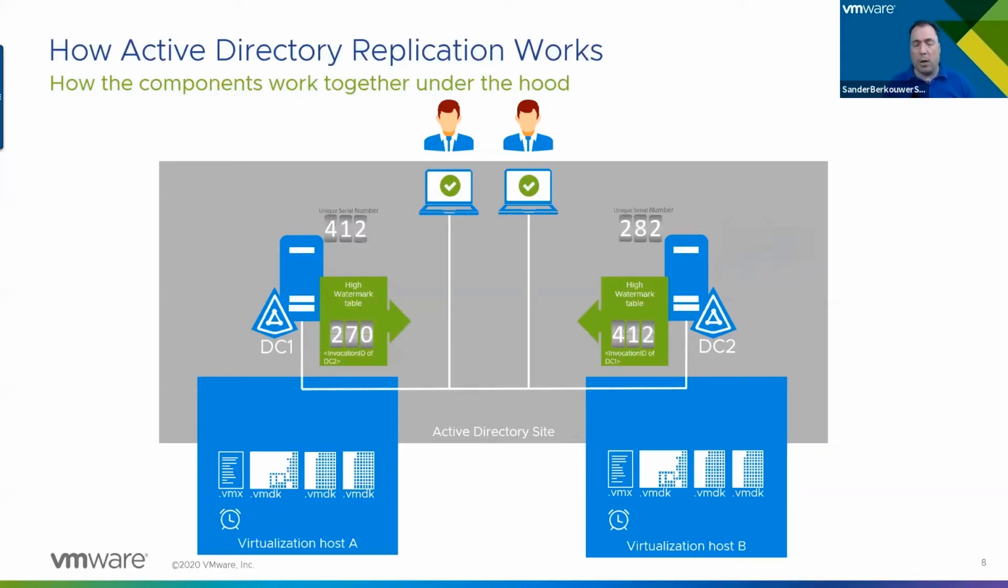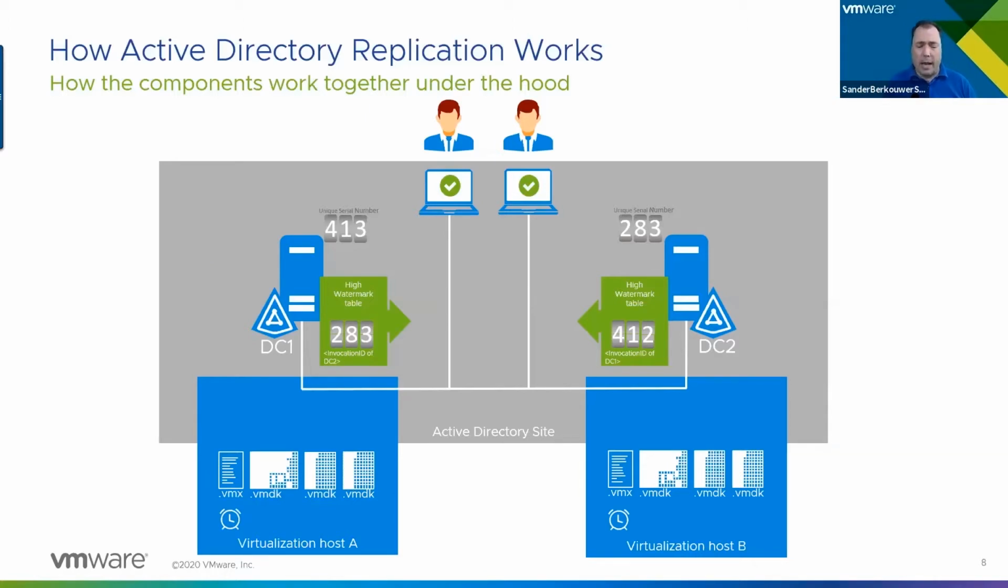And DC2, of course, performs the same writes because the same objects need to be created. And it also goes and writes into the high watermark table that the last time that it actually replicated with DC1, it saw the USN 412 for the invocation ID. Now, of course, if I create another object on DC2, what you'll see is as we replicate that over, we got all the same writes, we got all the same updates of the unique serial numbers that you would expect. So this is how that all works under the hood.